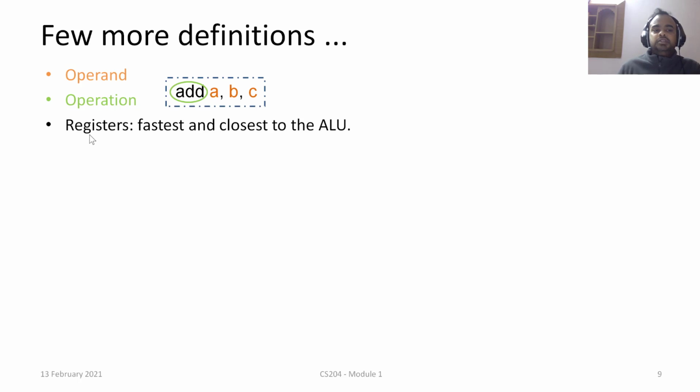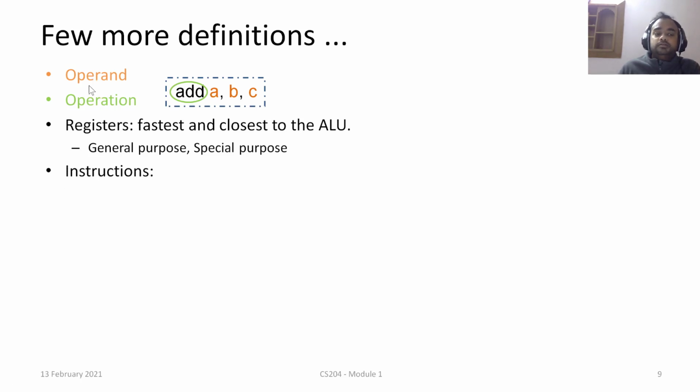A few more definitions. Registers, you'll come across this term very frequently in this module. For this module, just assume that the registers are the fastest and closest memory storing units, and they are readily available to the ALU. They work as fast as the ALU. And there are typically general purpose registers and special purpose registers. We are going to look at both of them as part of this module again.